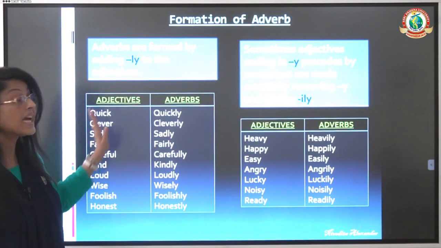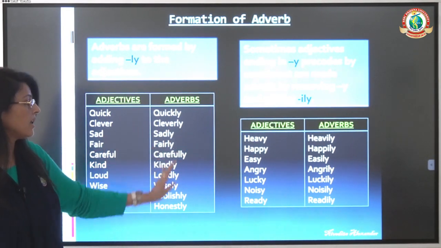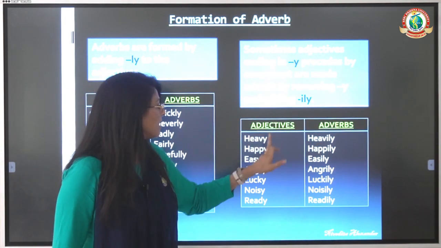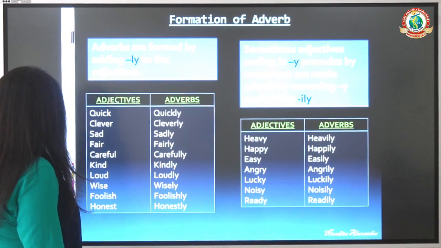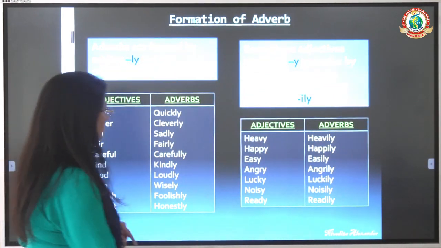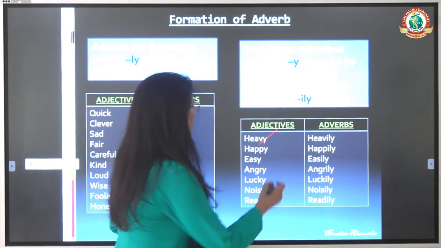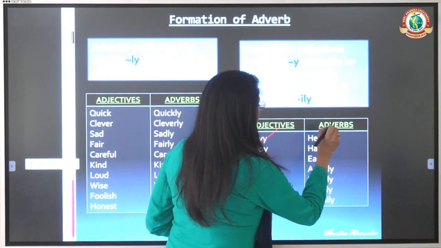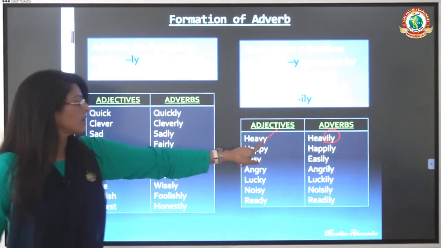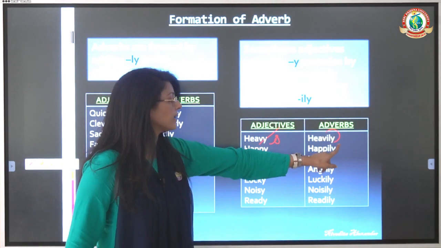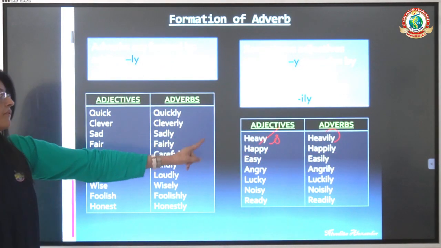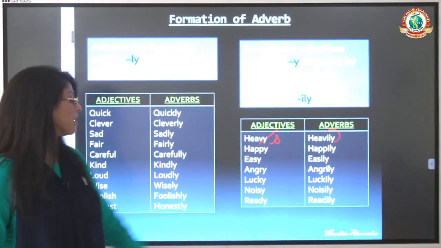Coming on to now how you form adverbs. Any verb or any adjective, add ly, or if the adjective is ending with y, you just remove y and instead add ily. Okay? You are replacing y with i and adding ly. So this is how adjectives can be converted to adverbs. Clear? And this is the end of our topic, adverb.